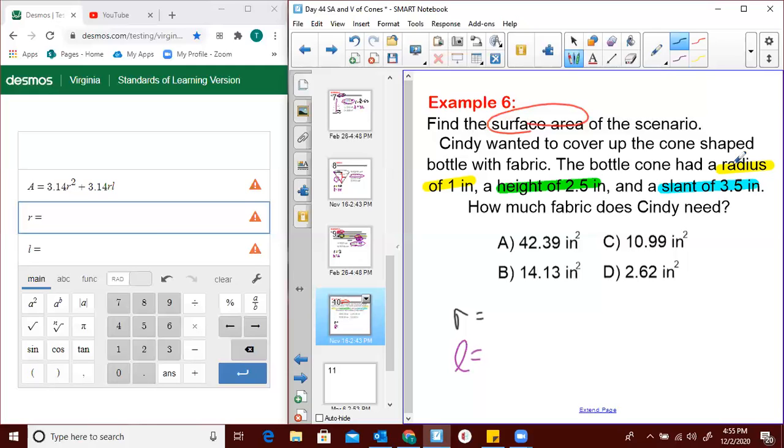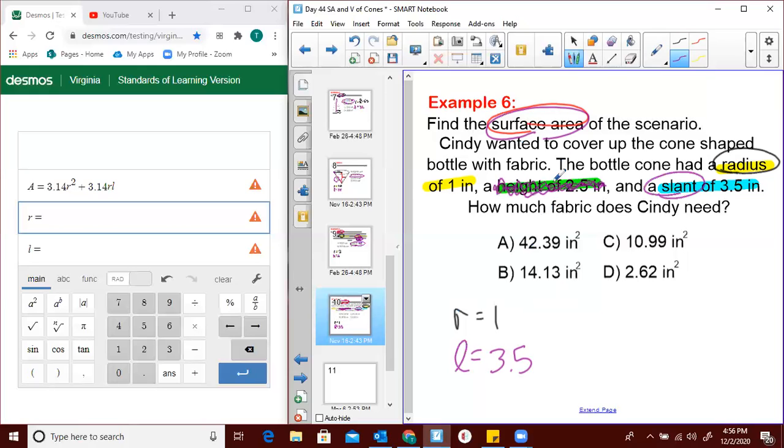Well, they give us the radius, so that's 1, which is great. Everybody loves to multiply by 1 because it just doesn't do anything. And we're looking for our slant, which is 3.5. So you guys have to read. First of all, you know it's surface area. So we know we're looking for radius and slant. It gives us radius and slant, but it also gives us height. But we know we don't need to use that for surface area. And that's how they'll get you.